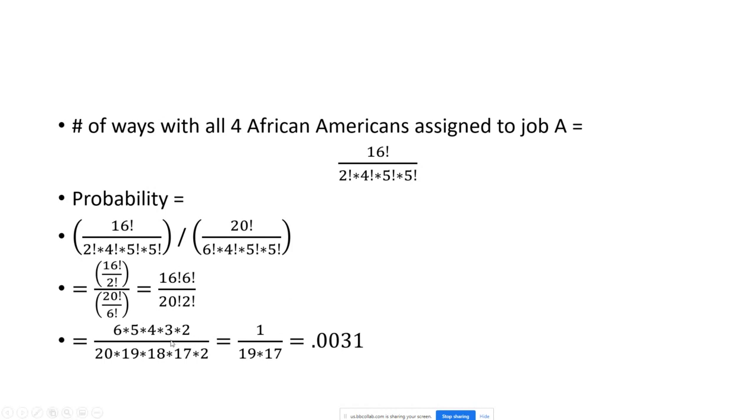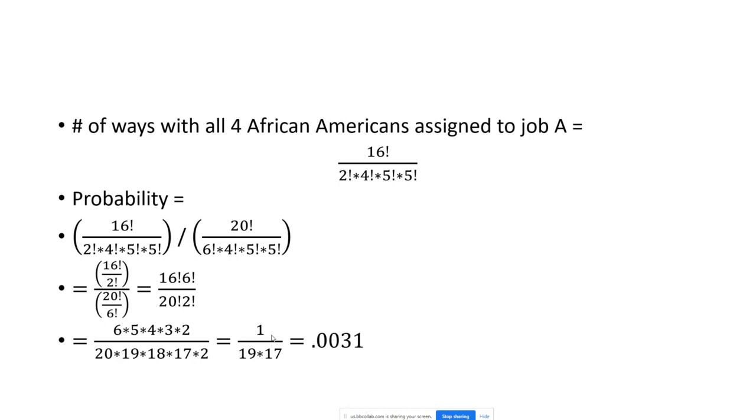And then we have times 2 factorial in the denominator, 2 times 1, so we get a 2. And then times the 6 factorial in the numerator. And that simplifies down to 1 over 19 times 17. So that works out to be 0.0031. That's a pretty small probability.